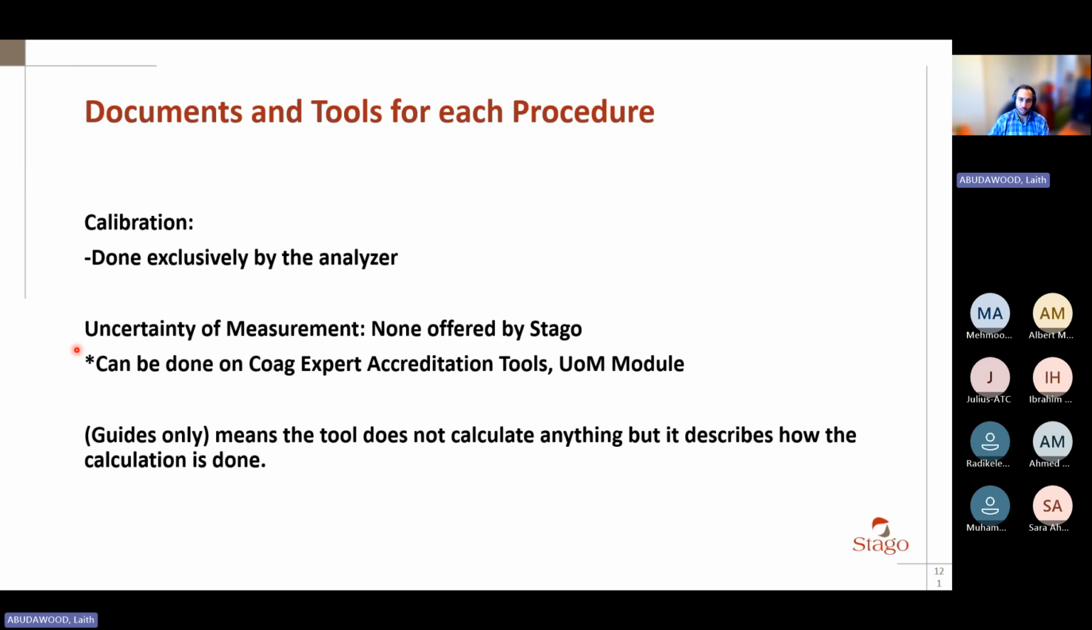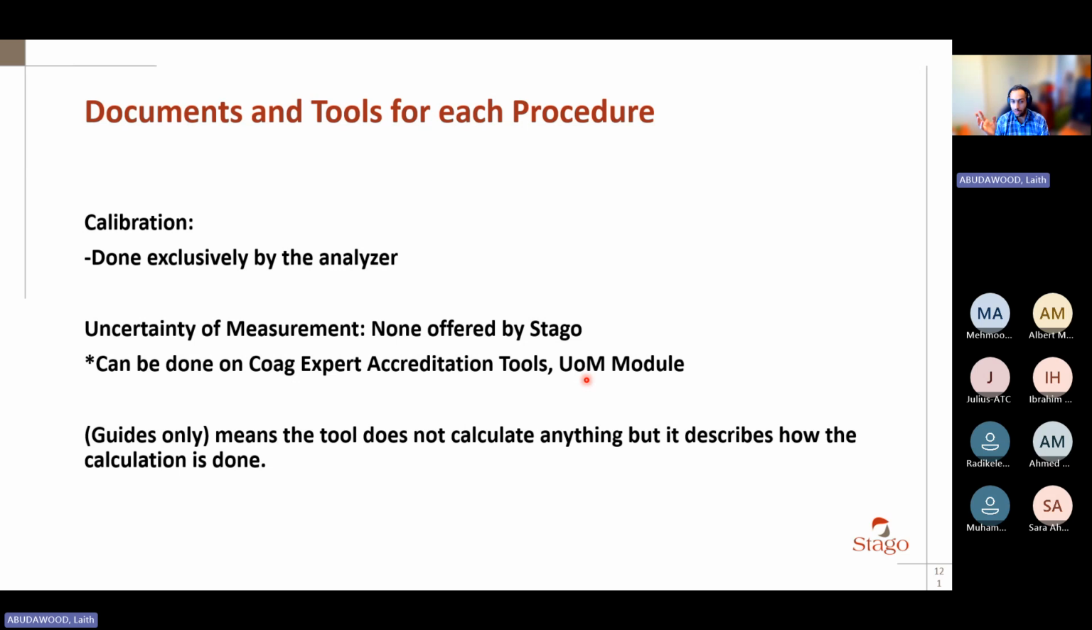Uncertainty of measurement, again, nothing is offered by Stago, but the COAG Expert Accreditation Tools module allows you to calculate uncertainty of measurement. However, it uses your QC data, the standard deviation from the QC data, and it can use either the uncertainty of the calibration materials that we have. If you need this, I can offer it to you. Or you have the choice to use the uncertainty of measurement that comes from your external quality control materials, whether it's CAP materials, RCPAQAP, ECAS, NECAS, whatever it is.